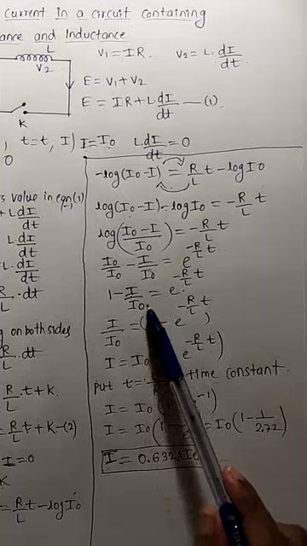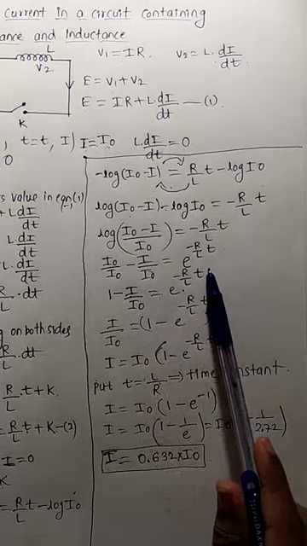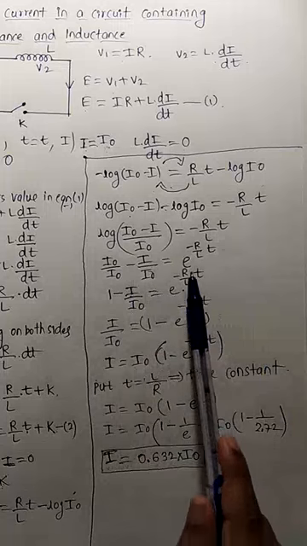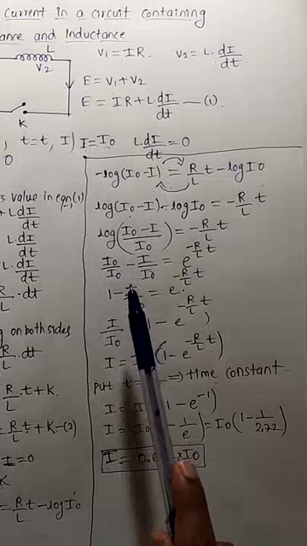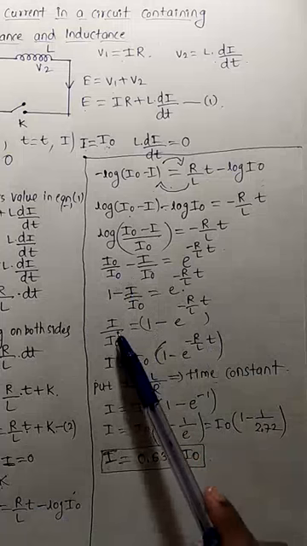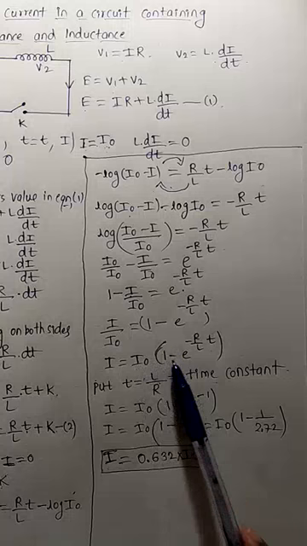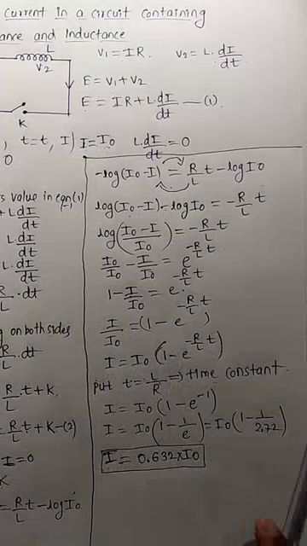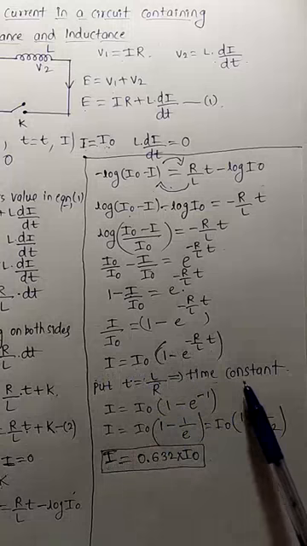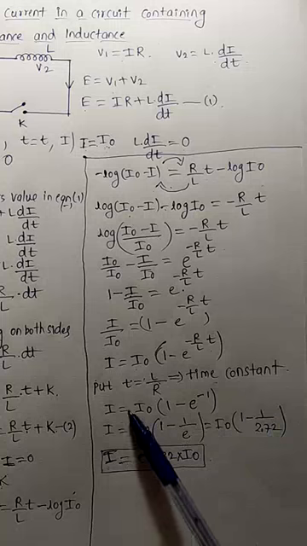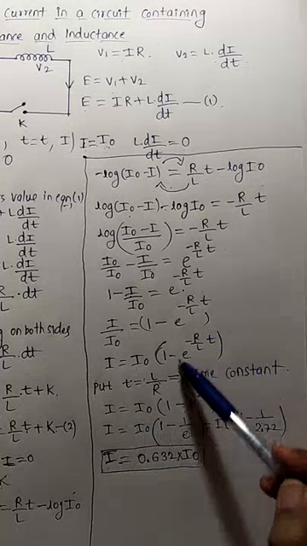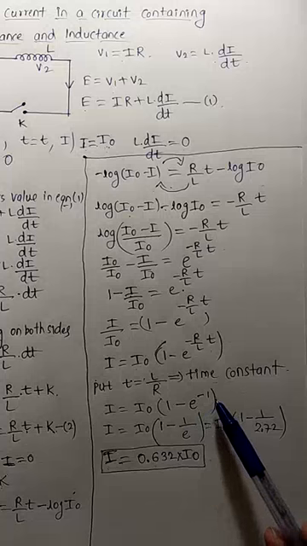So 1 minus I by I naught is equal to e raised to minus R by L into T, we got. And we transfer the 1 to this side and the minus I by I naught term to this side. So again it becomes positive and it becomes negative. So transferring I naught, we get the multiplying term here. So that is I is equal to I naught into the bracket 1 minus e raised to minus R by L into T. And when we are substituting T is equal to L by R, what is T? T is the time constant. So I is equal to I naught into the bracket 1 minus e raised to, L gets cancelled, R gets cancelled, so we are getting e raised to minus 1.